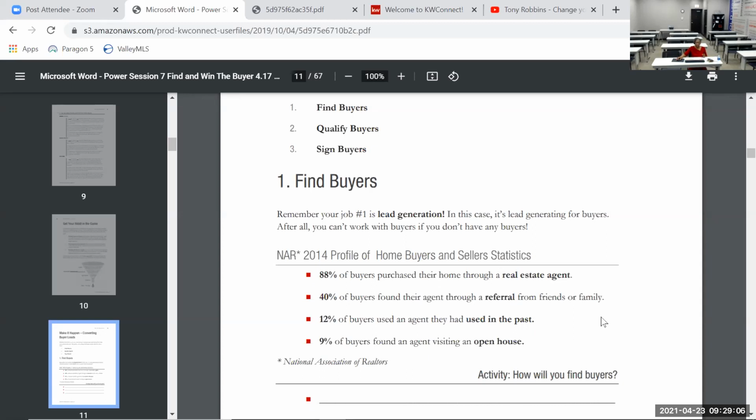9% of buyers found an agent visiting an open house. How many of you want to get a portion of that 9%? You have to work open houses. You have to talk to the people when they come into the open houses, get their contact information, even if they're only willing to give you their name and their email address, or their name and their phone number, whatever information you have.